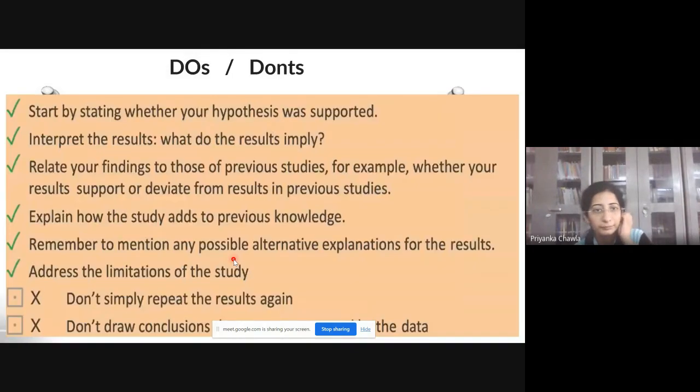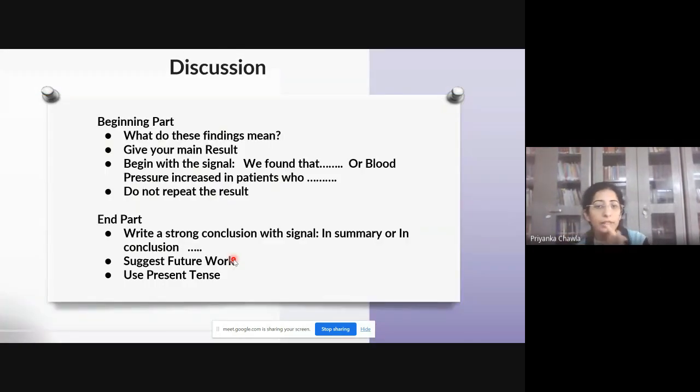Coming up to the discussion part. Generally, when we come up to the discussion part, there are two parts, a beginning and an end part. The beginning part covers what the findings are. Here you are actually interpreting. Give your main result. You should start with phrases like we found that, it has been found that, it has been observed that. With the help of an example, I can tell you blood pressure increased in patients who were not feeling good. So these are the ways of writing the discussion part.